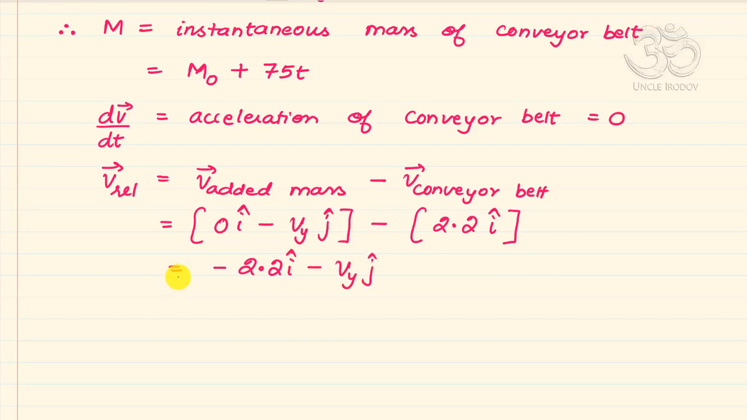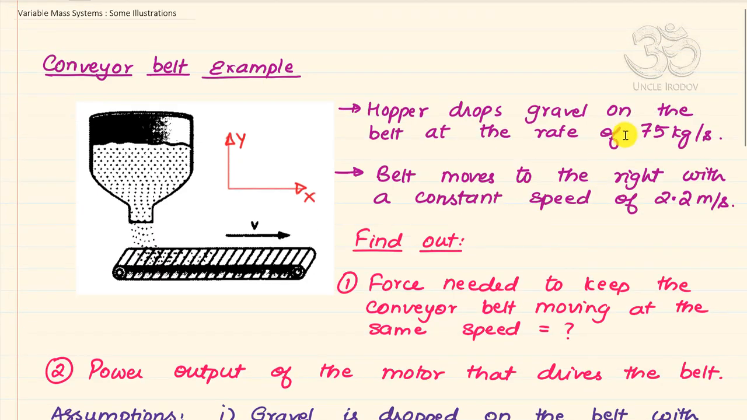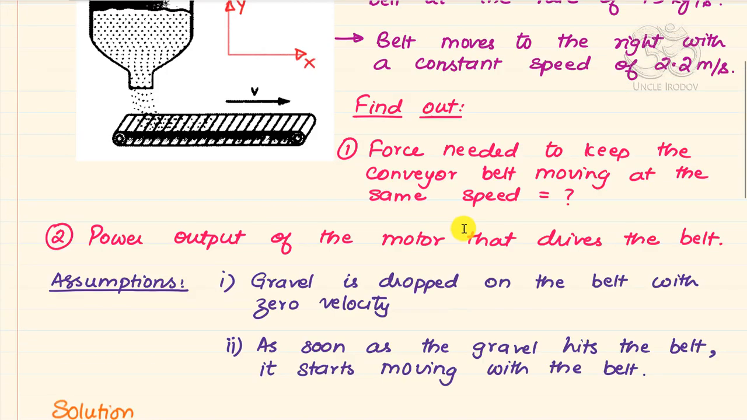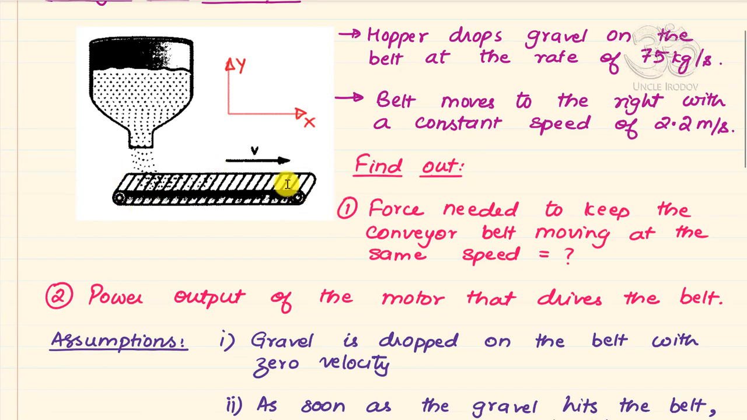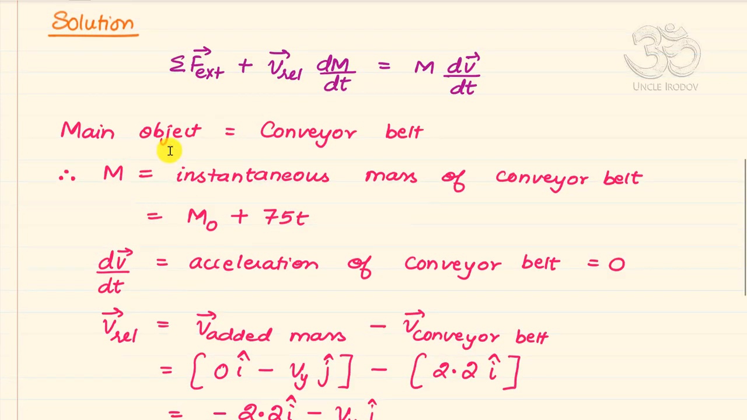Okay, done. Now what is this guy dm by dt? dm by dt is the rate at which the masses are being added to the main object, and we know that rate, that is given to be 75 kg per second. And because the mass of main object increases with time, I should take this number with plus sign. So now I know that dm by dt is going to be plus 75 kg per second. And then I have all the components with which to frame my equation.